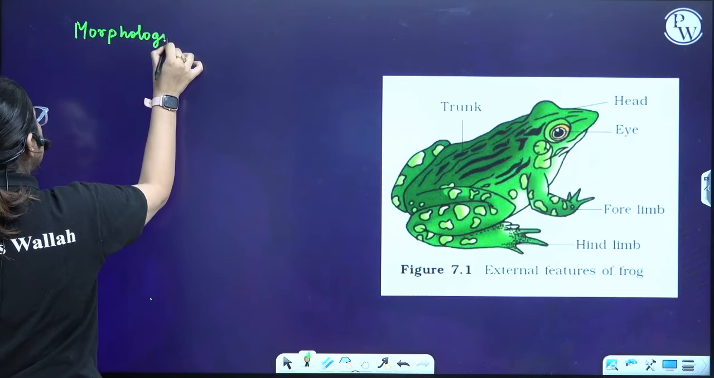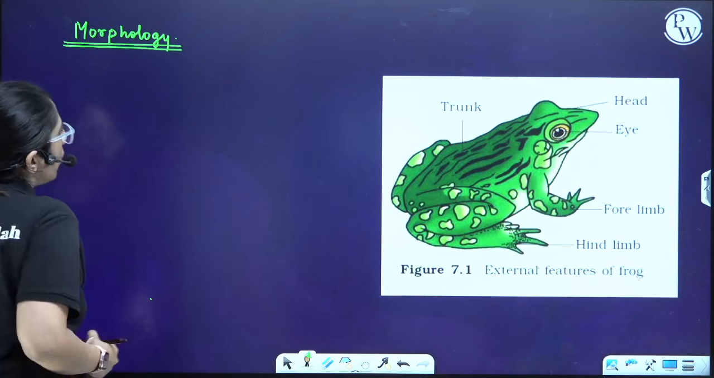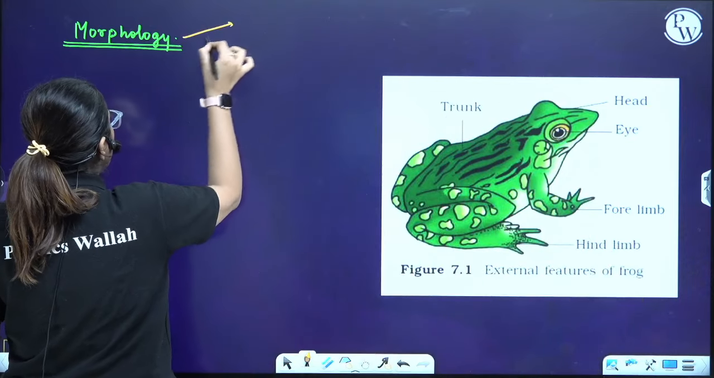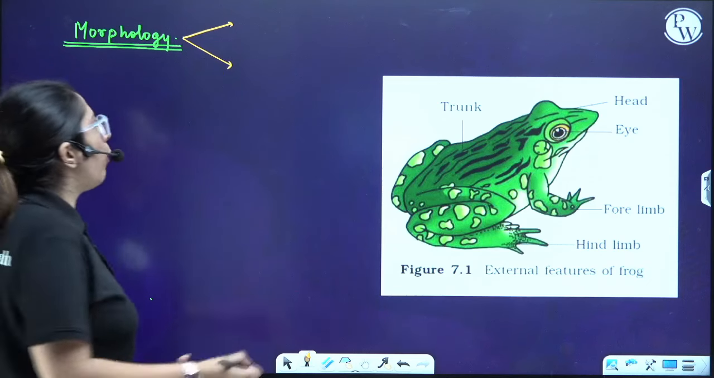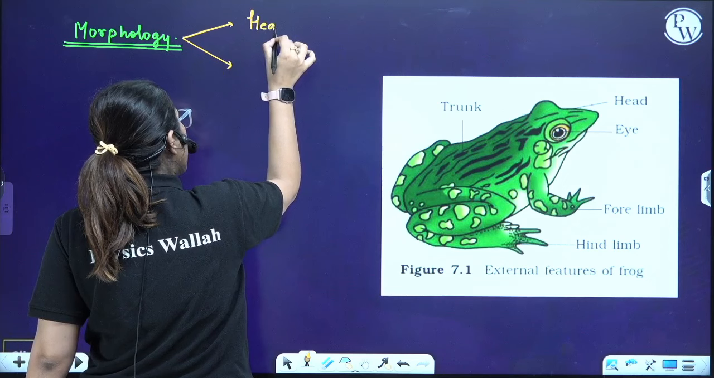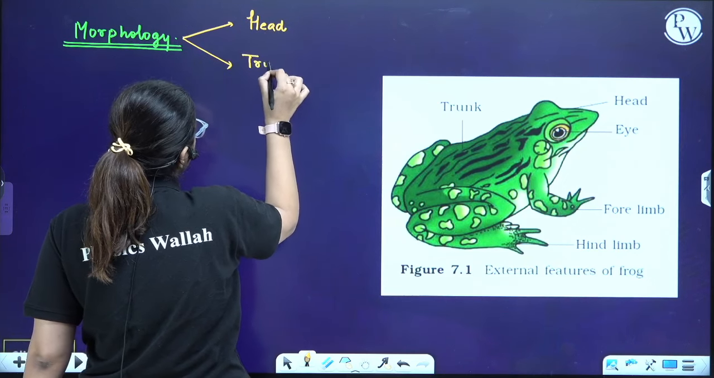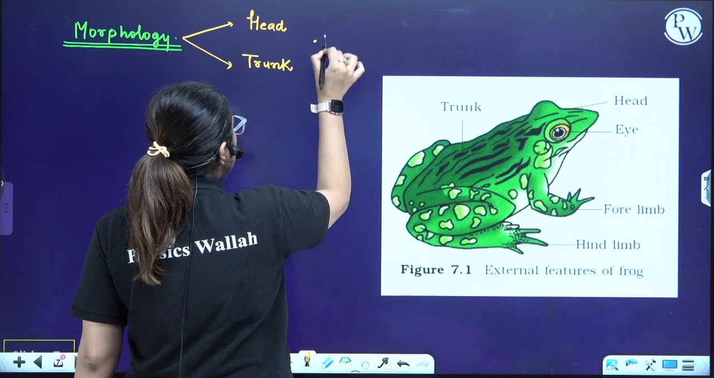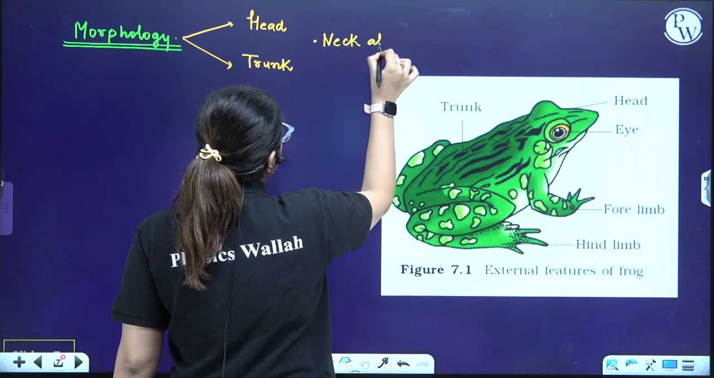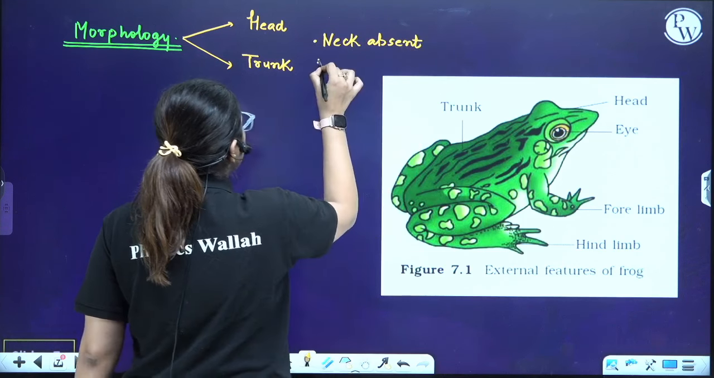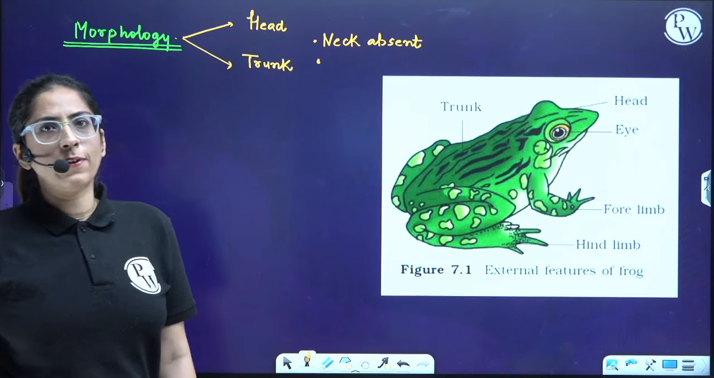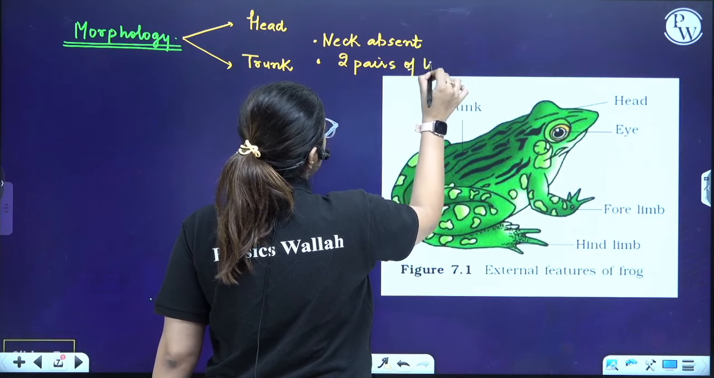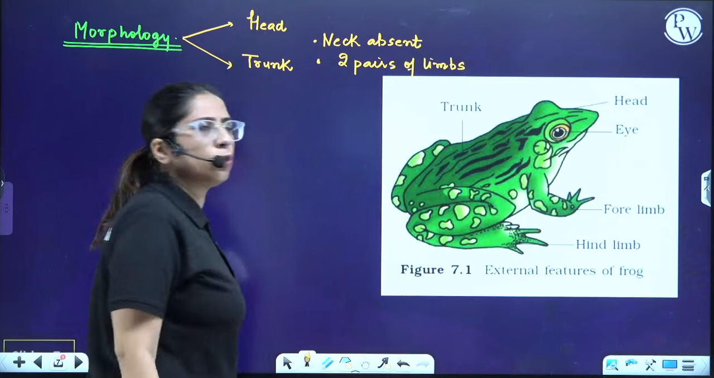Now, let's look at the topic, which is morphology. Morphology means external character. Now, their body is divisible into two different parts. How many parts? Two. One part is termed as the head region, and the second part is termed as the trunk region. Clear? And in these organisms, the neck is absent. What is the next point? The next point is, two pairs of limbs are present.